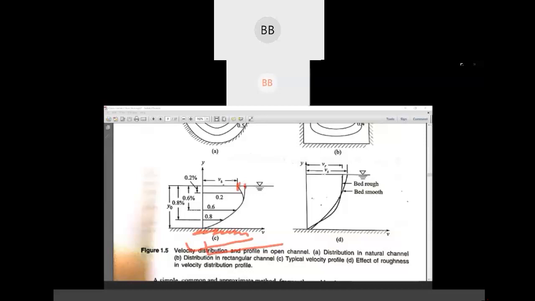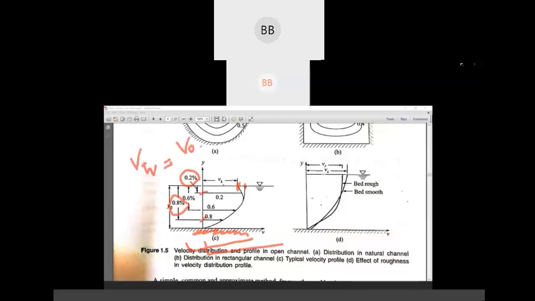So we always need to find out 0.2 and 0.8 of y. Y is the depth of flow, the total depth of flow. You have to find out the velocity at that location, and here. Then we have to take the average.